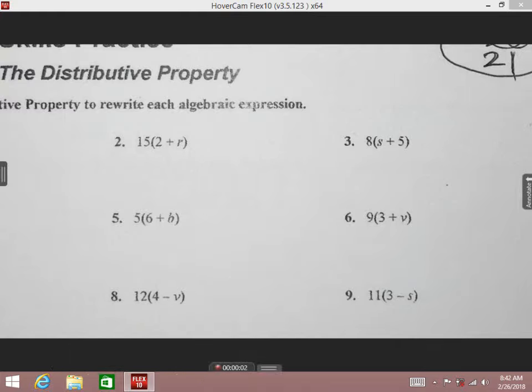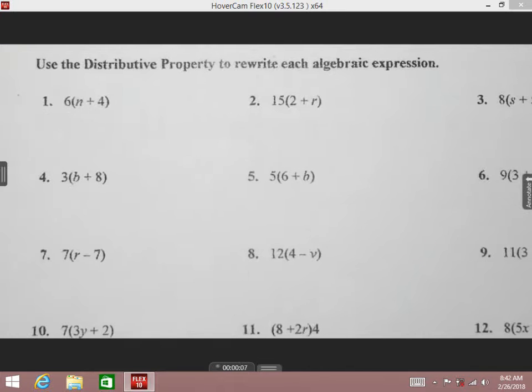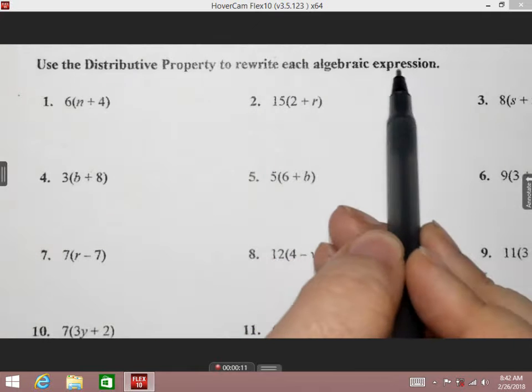Number 21 for today in our notes, so that helps us keep everything in order. Today we're going to talk about something called the distributive property to rewrite each algebraic expression.